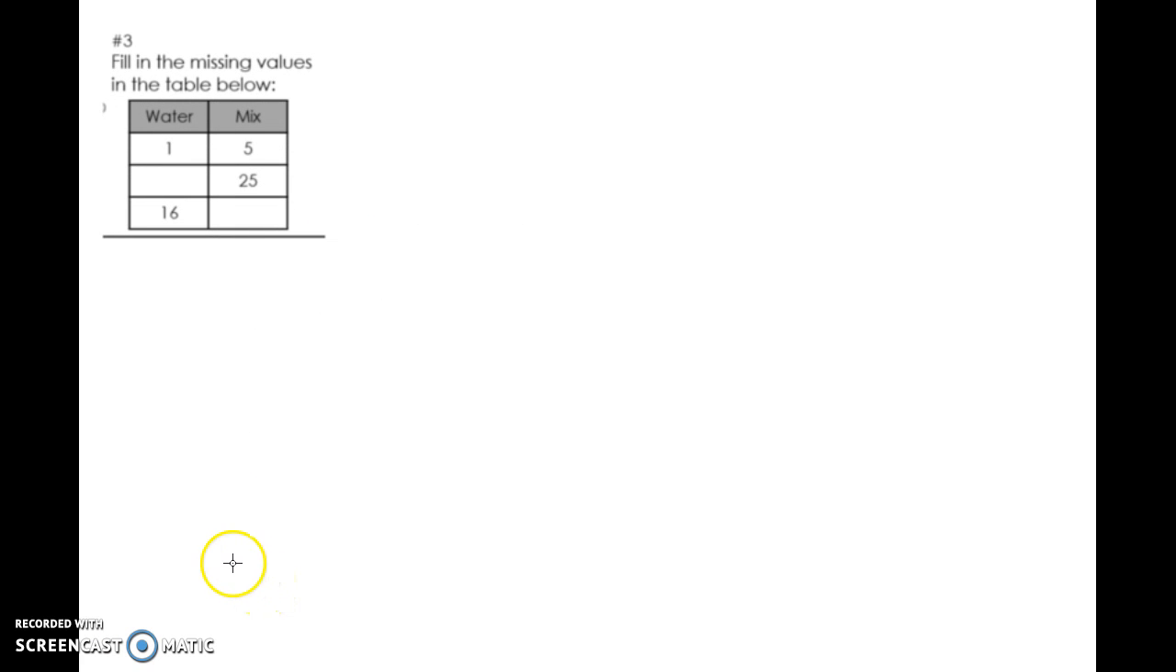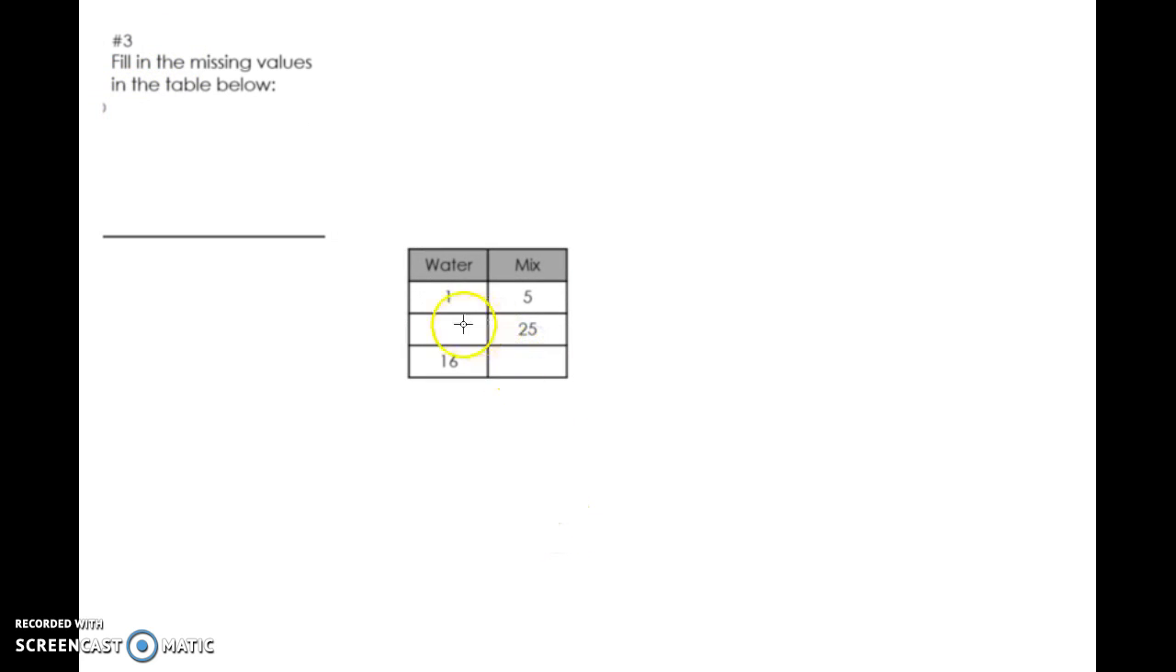Alright, number 3 says fill in the missing values in the table. We have water and mix, right? This is just trying to figure out this table here. I'm trying to figure out how do we get from 1 to 5? Well, I did 1 times 5, right? That's how we got there. It's our ratio, 1 to 5. So now 5 to 25, what would I have to do to get there? Well, we know that 5 times 5 equals 25, right? So if I did that there, I have to do it here. What's 1 times 5? Well, that's just 5.